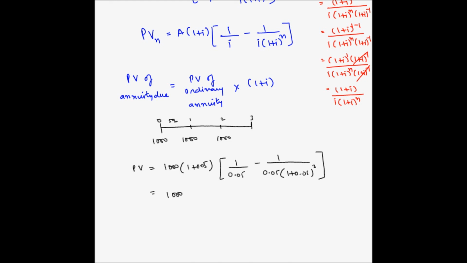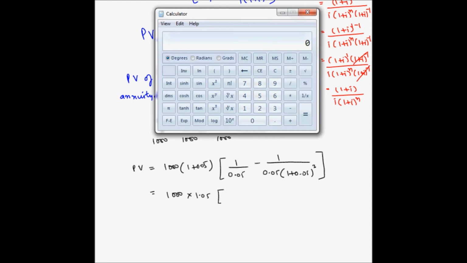This is 1000 into 1.05. Now let me pull my calculator and calculate this portion. So let's first take this part. So this is 1.05 to the power 3, 1.05 cube, into 0.05, and reciprocal of this. And now this is negative. To this we have to add 1 divided by 0.05, so 0.05 reciprocal.